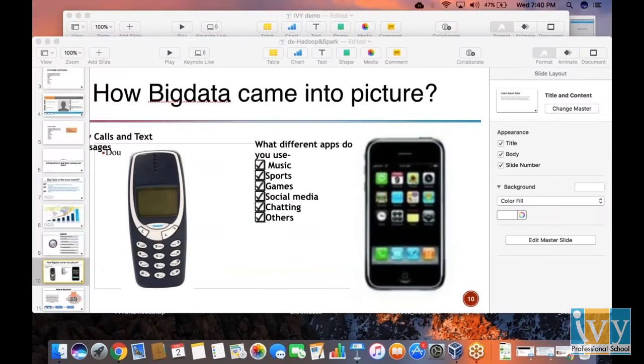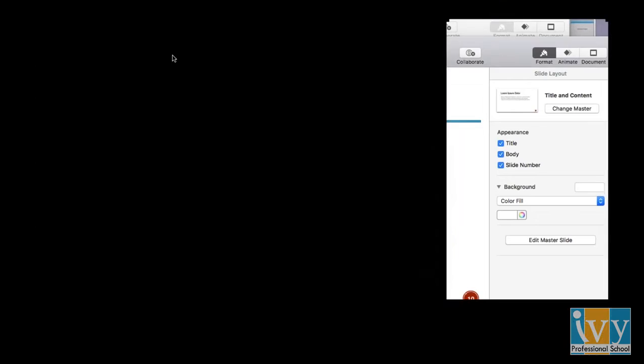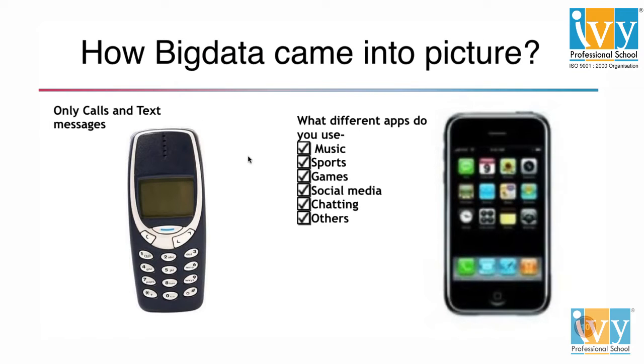Quickly, I'll walk through what Big Data Hadoop is for people who don't know, and I'll do that quickly because our webinar is basically based on Apache Spark. So how did big data come into the picture? This picture gives you a view of how big data actually came into the picture.